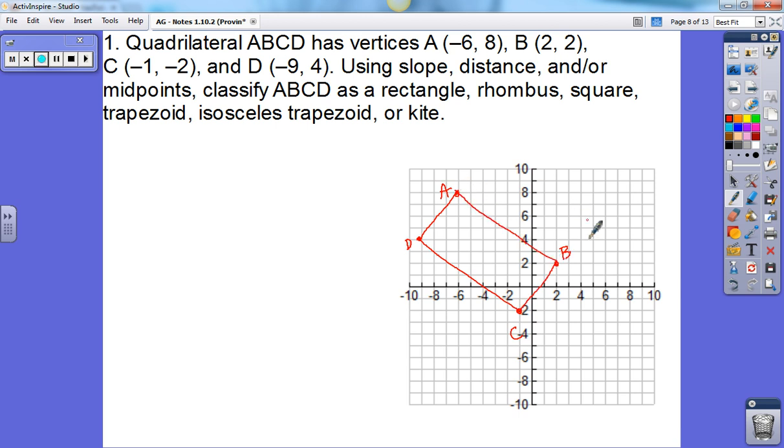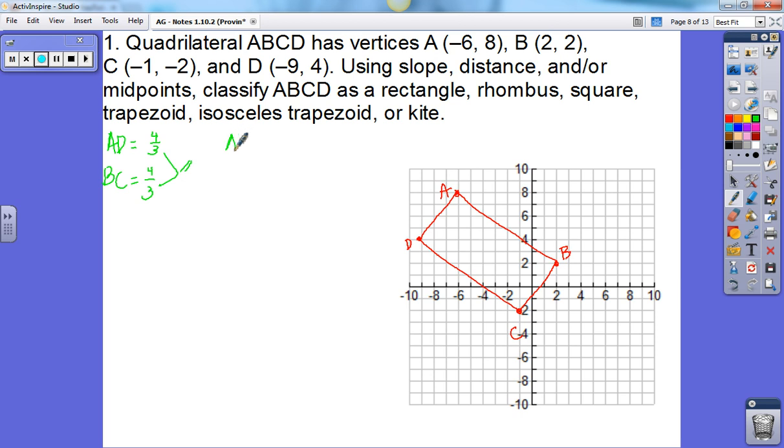Alright, so there is my quadrilateral, and I am trying to prove which one of these quadrilaterals it is. So I'm going to look at the opposite sides to see if they are parallel. Let's look at the slopes of the opposite sides. We've got AD and BC. Let's look at their slopes. We've got 4 over 3, and 4 over 3. So these two are parallel.